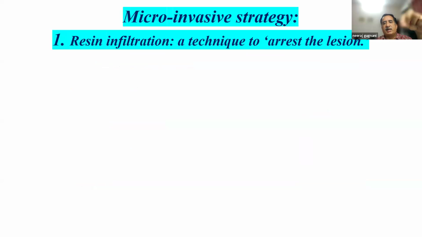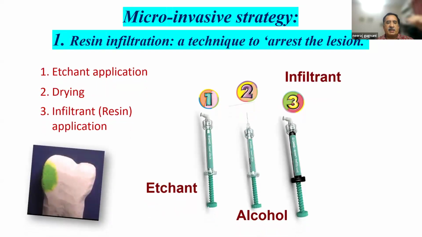Coming to the micro-invasive strategies, I told you micro-invasive strategies simply means that we will apply some agent that will lead to a removal of minerals from the hydroxyapatite, at least to the micrometer level. So the first strategy is resin infiltration. This is a technique to arrest the lesion. There are 3 steps: agent application, drying, and the infiltrant, that is the resin.